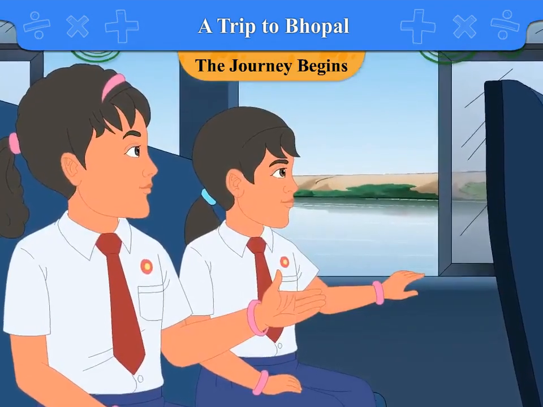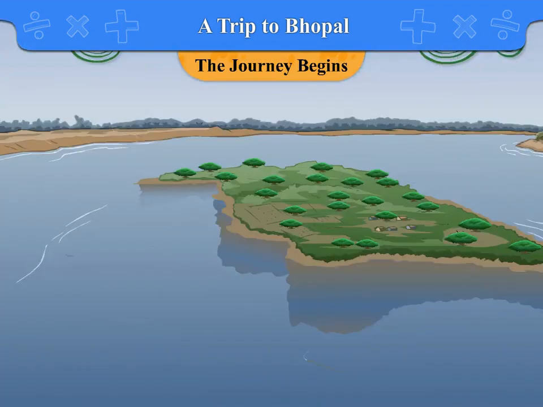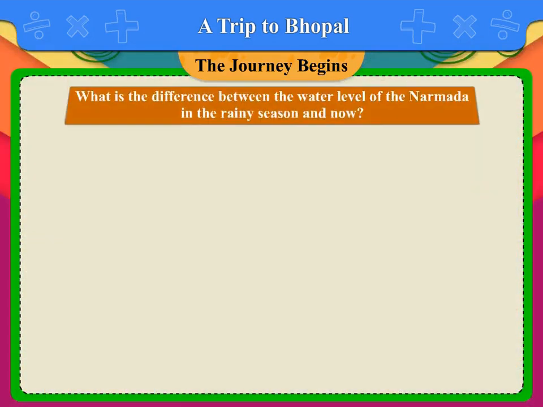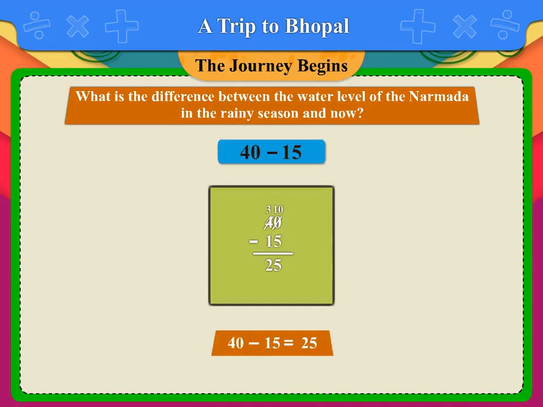Everyone looks down at the river. Mr. Rakesh says, "The water level now is quite low. It must be about 40 meters below the bridge." Miss Asha says, "But in the rainy season, the water had risen. Then it was just about 15 meters below the bridge." What is the difference between the water level of the Narmada in the rainy season and now? We know that to find the difference between any two numbers, we subtract the smaller number from the larger number. So, we subtract 15 from 40 to get 25.